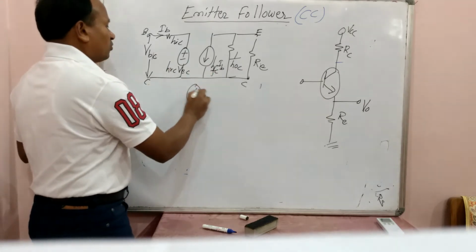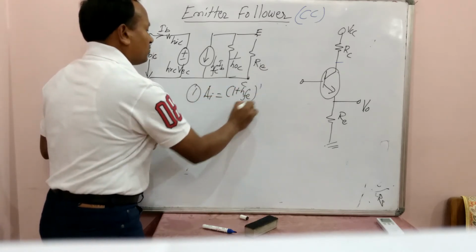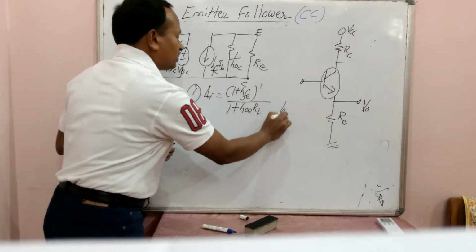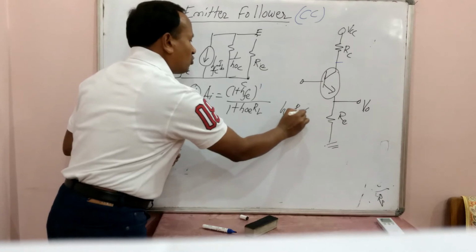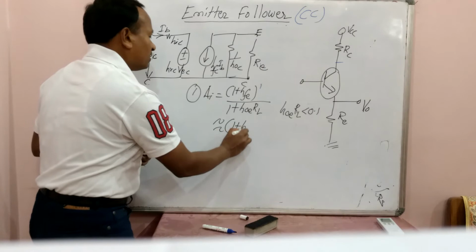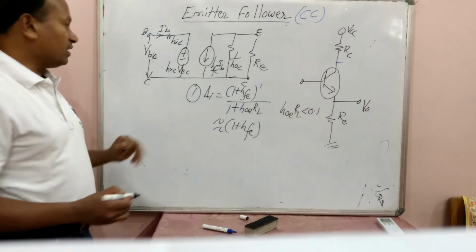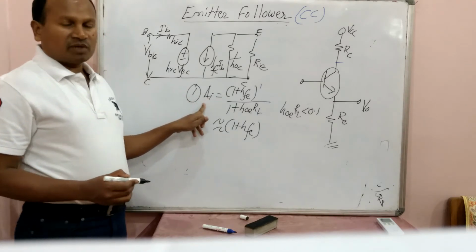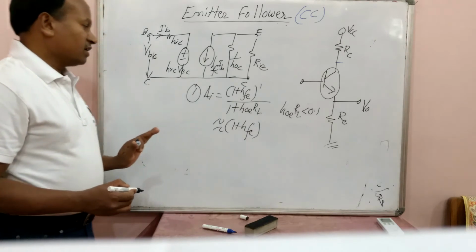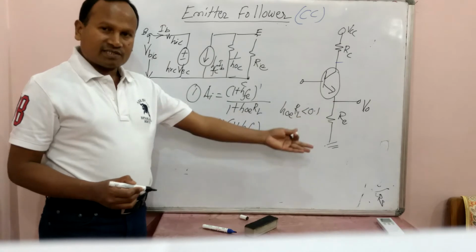We know that what is AI? We have seen 1 plus HFE divided by 1 plus HOE into RL, and we know that HOE RL is less than 0.1. So what is current gain in approximate model? Nearly 1 plus HFE. This is the important thing in common collector amplifier. In common collector amplifier, the current gain is nearly equal to 1 plus HFE, which is minus HFC.